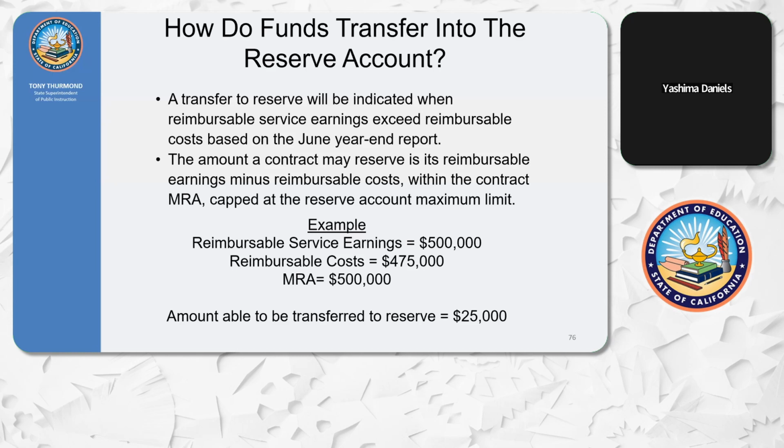Please note that if this agency did not have a reserve account, they would be reimbursed for only the $475,000, which is the lesser of the reimbursable costs and the MRA. But because they do have a reserve account, the total earnings equate to $500,000, which is the total MRA, and they can transfer that $25,000 into the reserve account to be used in future fiscal years when needed. So this is why it's encouraged for agencies to establish a reserve account.